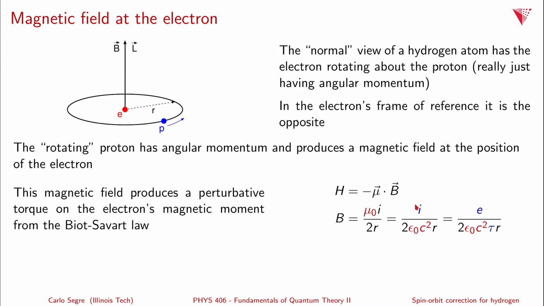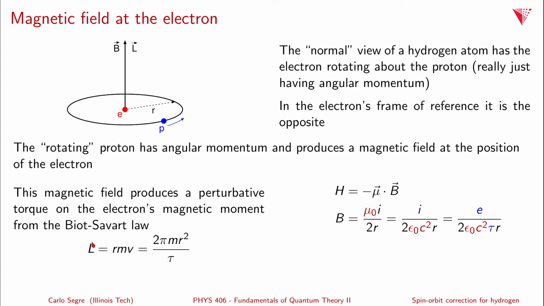You can then substitute in for the current by assuming that you have an electron or a proton with charge e rotating in a time tau around the orbit. That means your current is just the total charge e divided by the time tau. The angular momentum is simply the radius of the orbit times mv. v is just the circumference, 2 pi r over tau, and so this becomes 2 pi m r squared over tau.